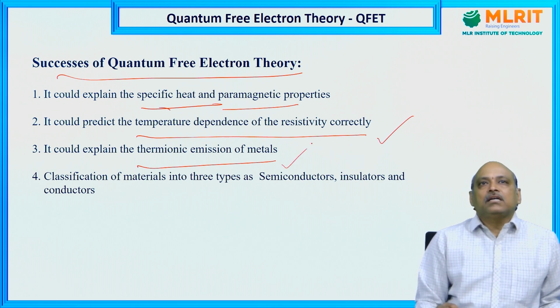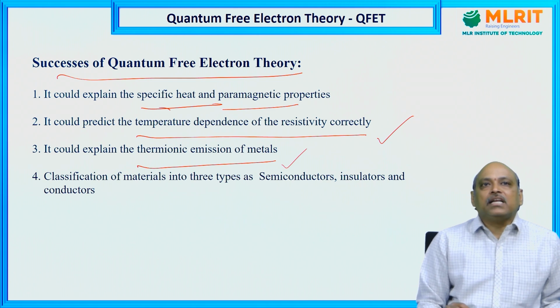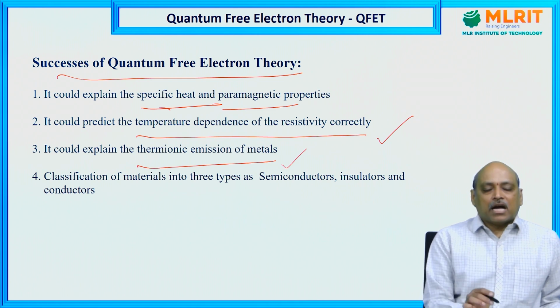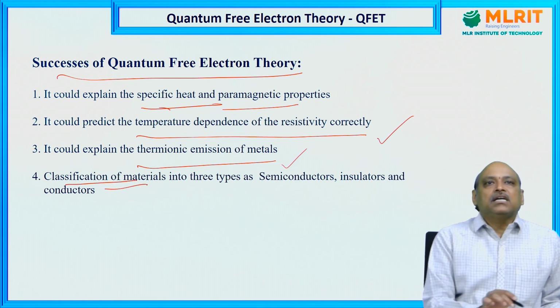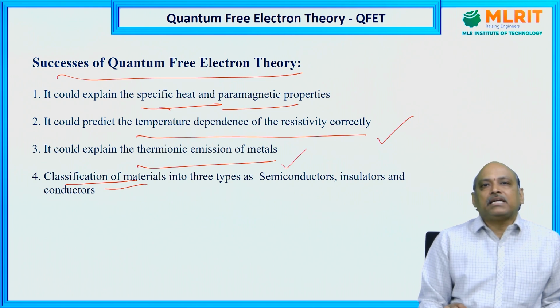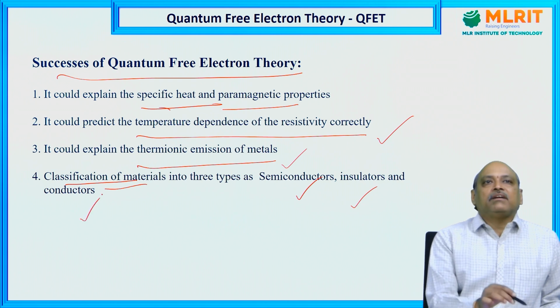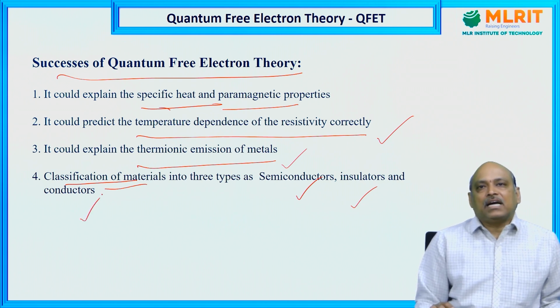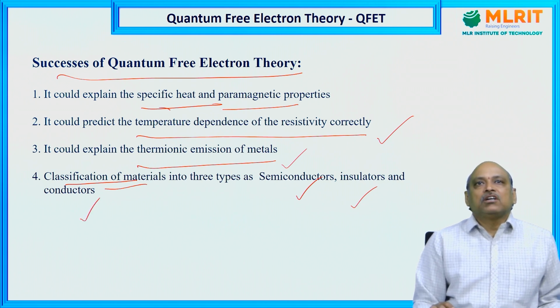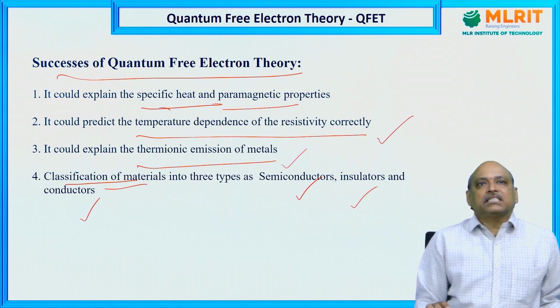theory. Using this quantum free electron theory, we also have another advantage, that is, the classification of materials can be done by using this theory. That is, we can classify the materials as semiconductors, insulators and conductors. So this is about the successes of the quantum free electron theory.